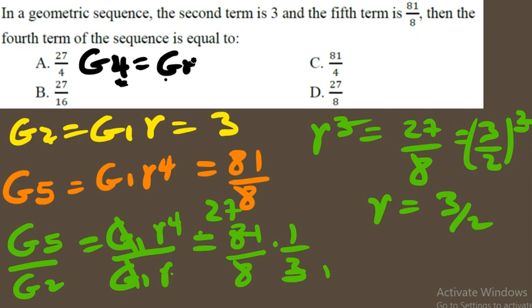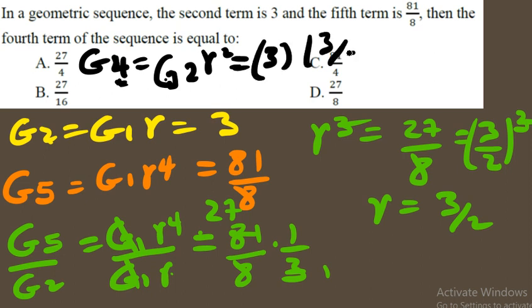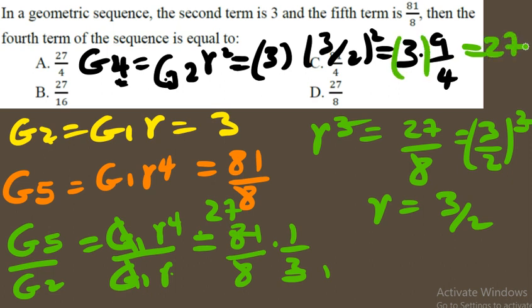G2 times R square. G2 is how many? It's given. G2 is 3 times 3 over 2 squared. That's going to be 3 times 9 over 4. This is the same as multiplication, 27 over 4. So the answer is going to be A.